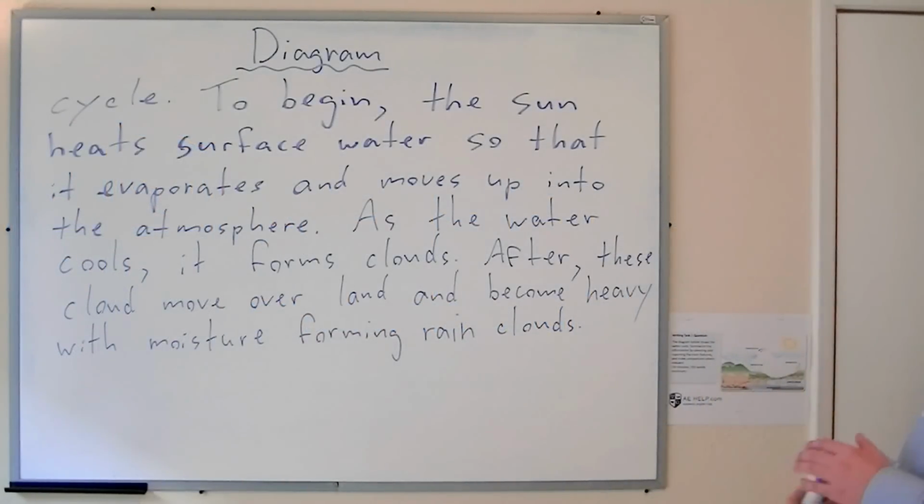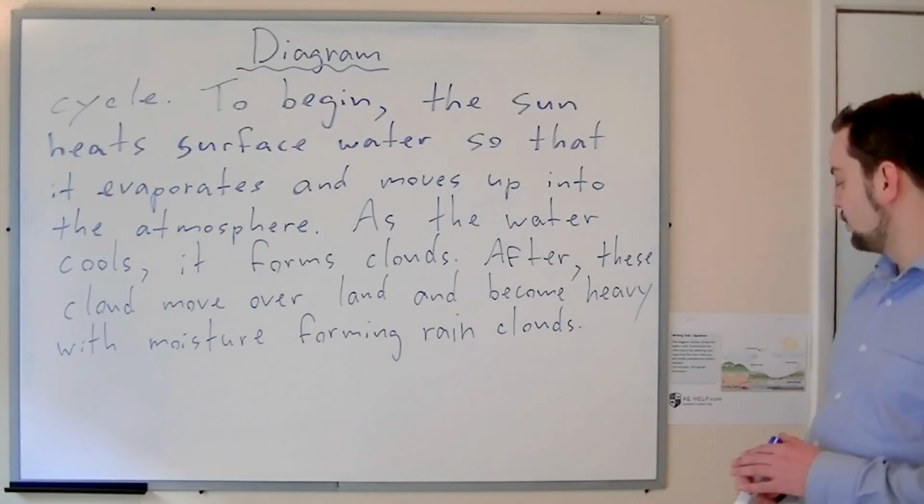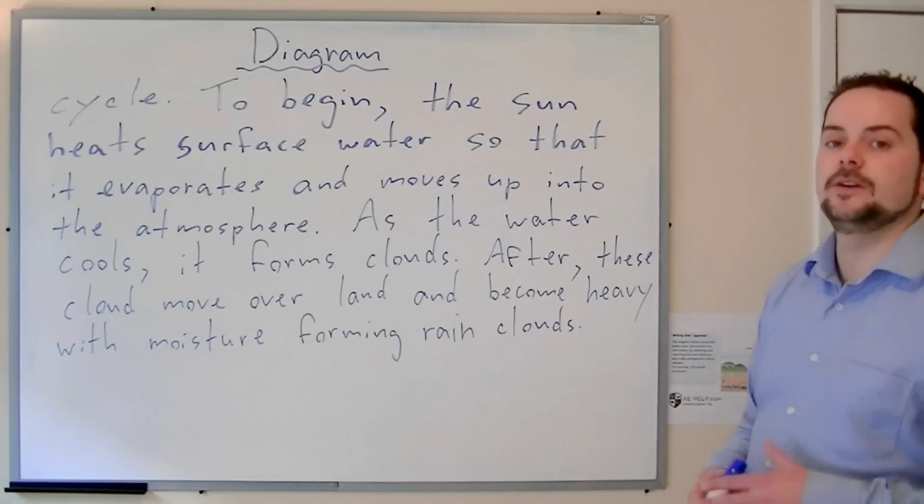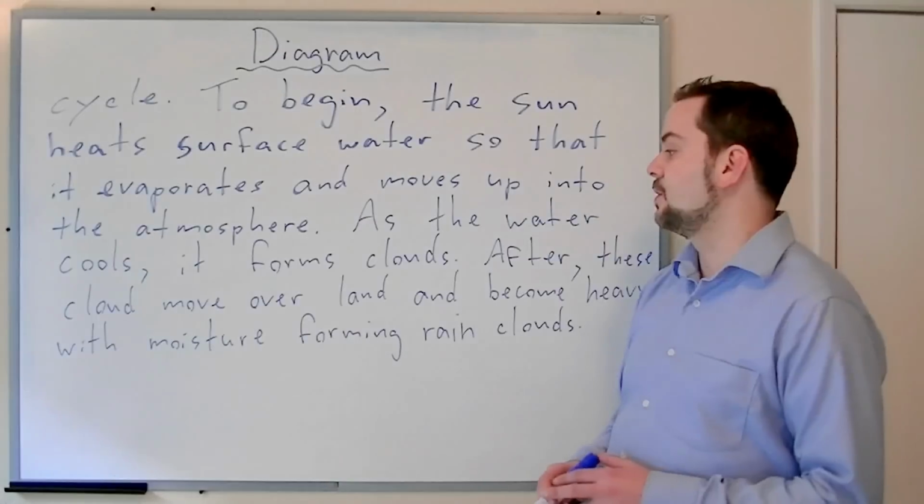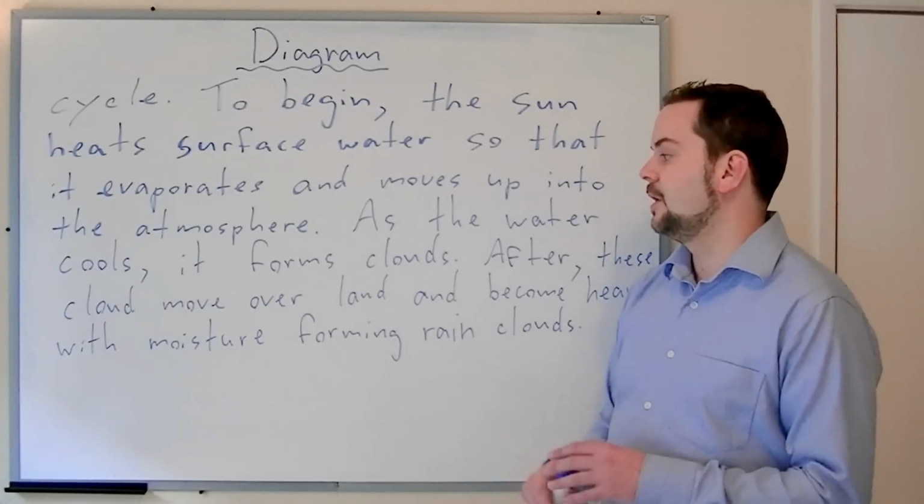Okay, let's continue to look at the diagram. We can see that the rain clouds then are stuck over the mountains, and of course they begin to rain.